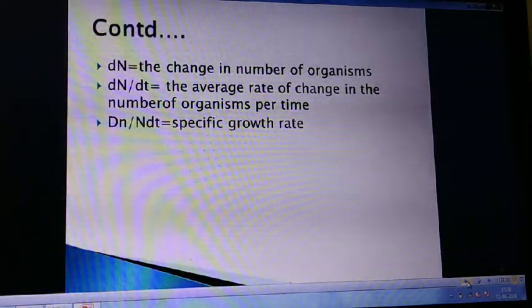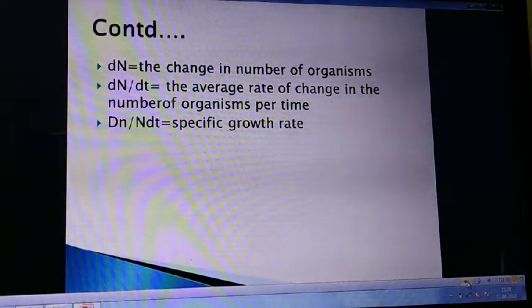Now, dN is the change in the number of organisms, and if it is divided by dt, that is the varied period of time, the average rate of change in the number of organisms per unit time is dN by dt. When we divide dN/dt by the number of individuals, then we get the specific growth rate.